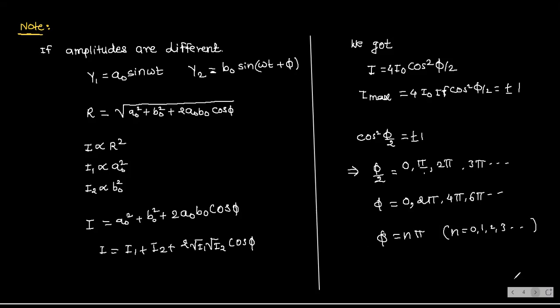Right? Then what is the path difference? Path difference should be x is equal to n lambda, where n is again 0, 1, 2, 3, and so on. Okay. Next one.